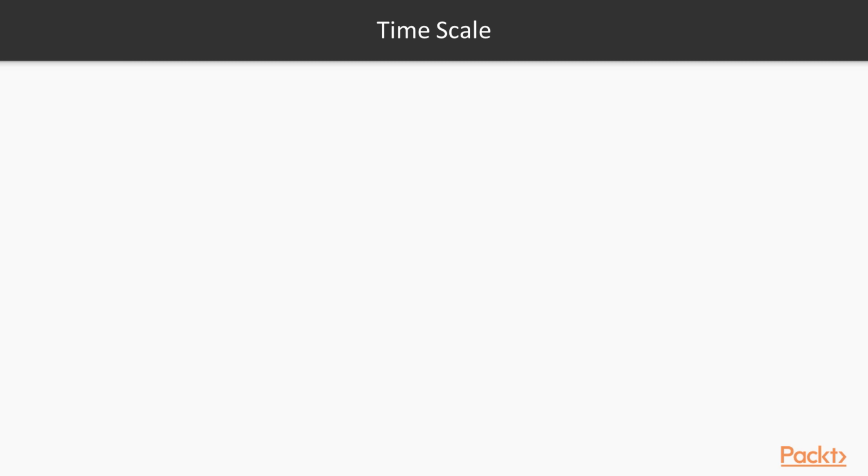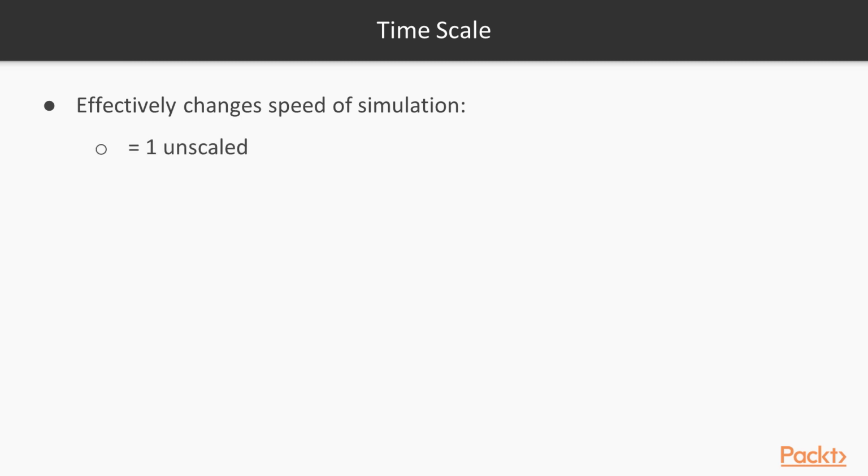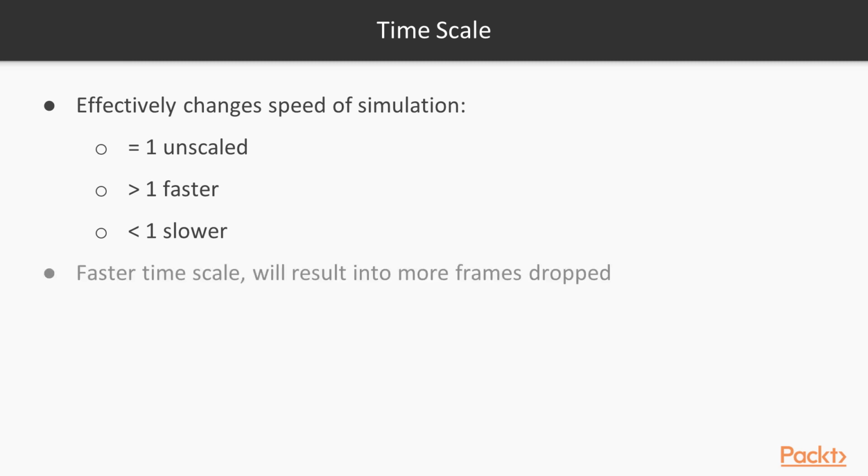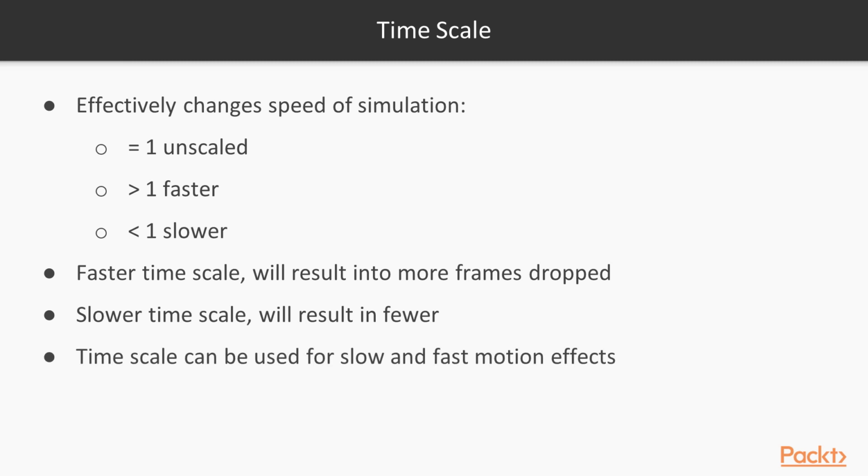Another time setting is the timescale. The timescale effectively changes the speed of the simulation. A timescale of 1 is unscaled. Above 1 is faster, below is slower. For example, a timescale of 0.5 would be half the speed. Of course, Unity is still limited by how fast it can render, so faster timescales will result in more frames dropped, and slower speeds will result in fewer. Timescale can be used for fast and slow motion effects.